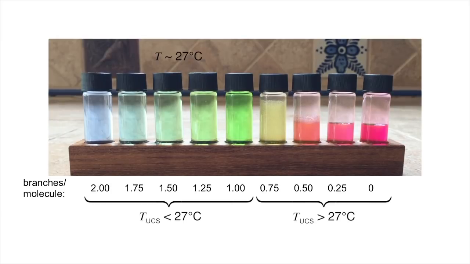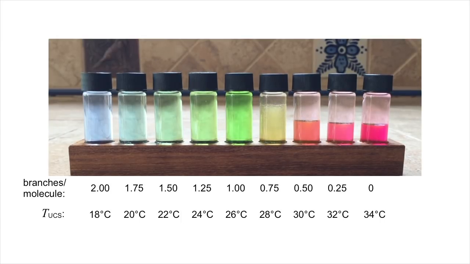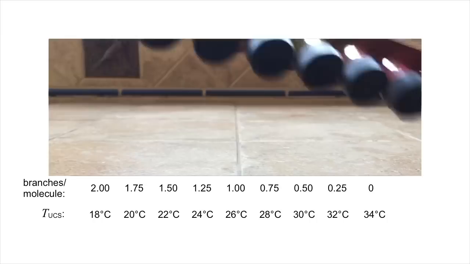By varying the temperature and seeing at what point the various solutions phase separate, we can map out the upper critical solution temperature as a function of branching. This experiment shows a clear increase in upper critical solution temperature, and thus epsilon, with decreasing branching, consistent with the higher surface area of the less branched alkanes.